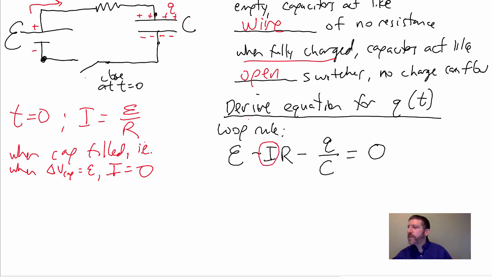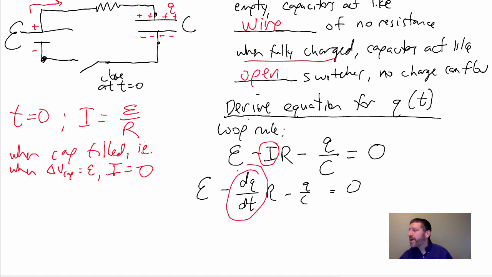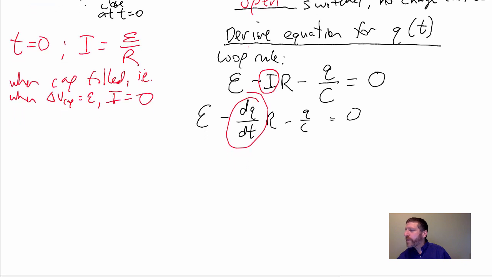So I'm going to rewrite this like so. It'll be E minus dq dt times R minus Q over C equals 0. So what I want to do is get this dq dt to the other side. So I'm going to start doing that. Got to bring R with it. So here we go. We have E minus Q over C. I'm going to bring that dq dt to the other side, but I've got to bring with it that R.